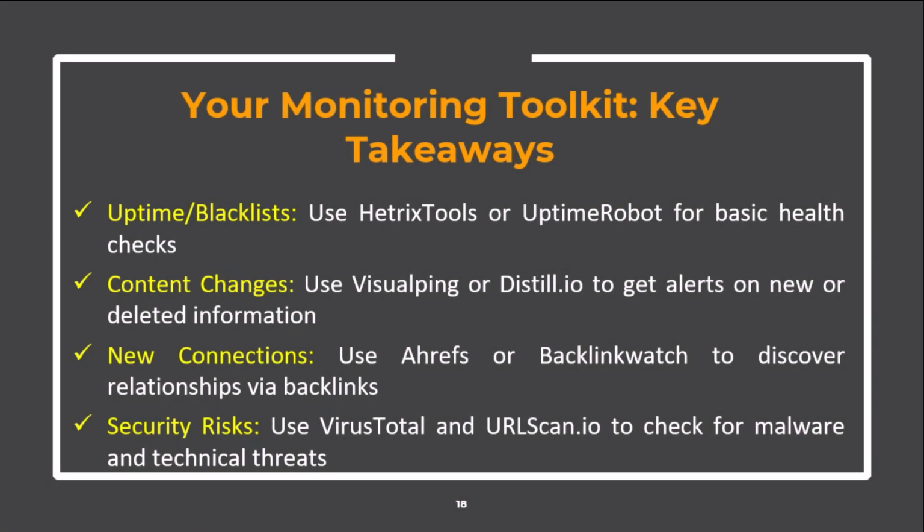Let's summarize your new monitoring toolkit into 4 key areas. For uptime and blacklist status, use HetrixTools or UptimeRobot. For tracking content changes, use Visualping or Distill.io. For discovering new connections, use Ahrefs to analyze backlinks. And for assessing security risks, use VirusTotal and urlscan.io. By setting up these monitors, you can turn a static investigation into a dynamic, real-time intelligence operation.